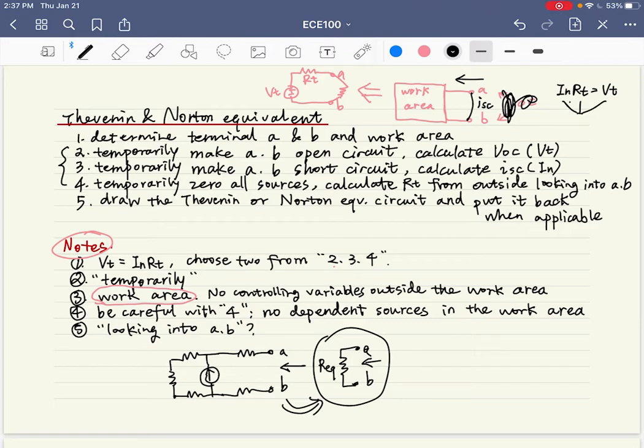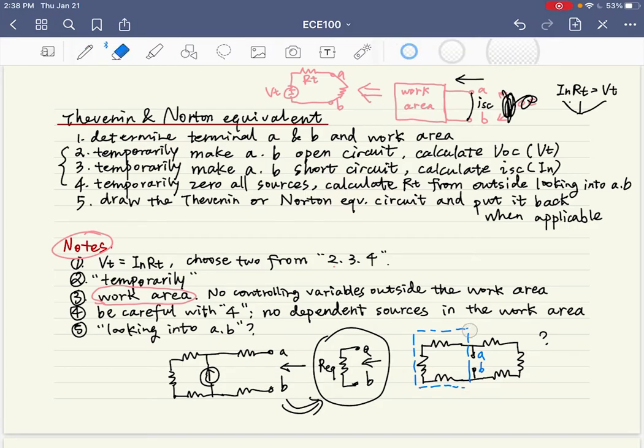The last one to pay attention to is, what is the definition of looking into AB? It is a little bit tricky. For example, if your circuit looks something like this, and A and B are on the same side, and the circuit is on the other side, it will be easy for you to tell. Looking into AB means, for example, here from the right, and the equivalent resistance should look like this, right? But sometimes the circuit is a little bit different.